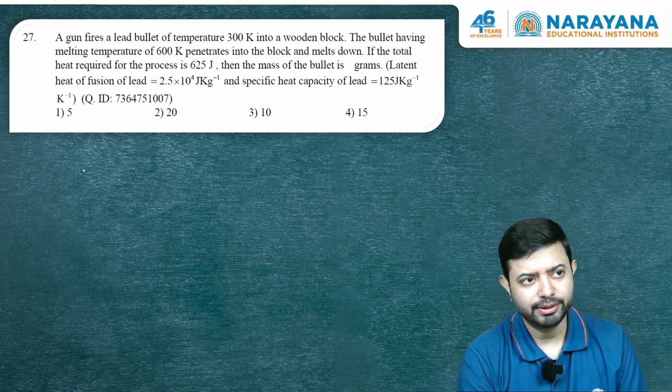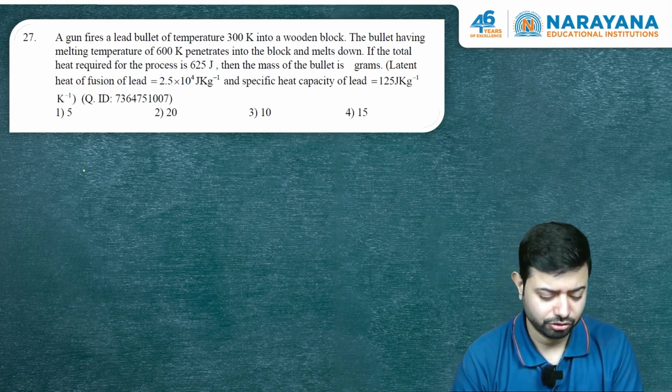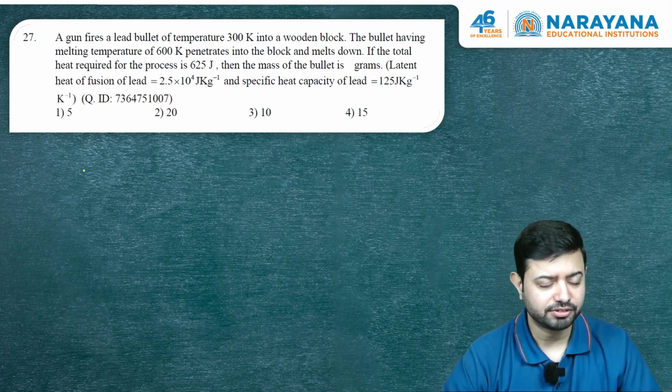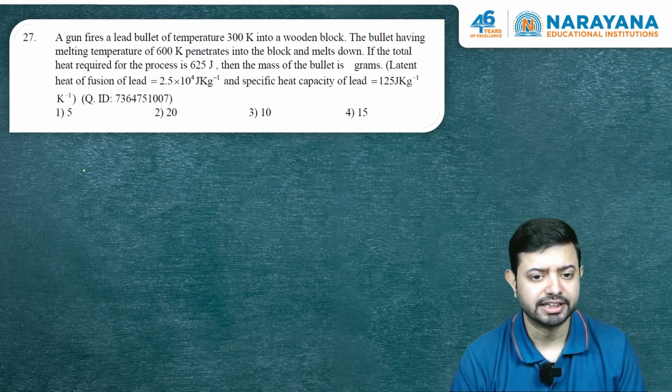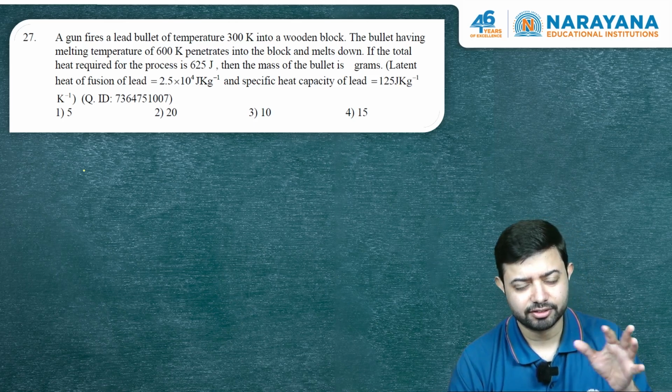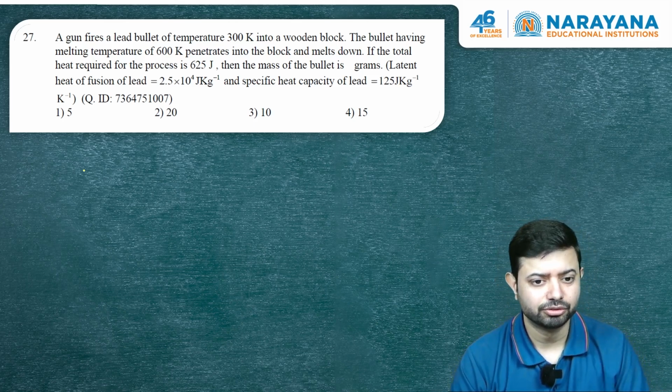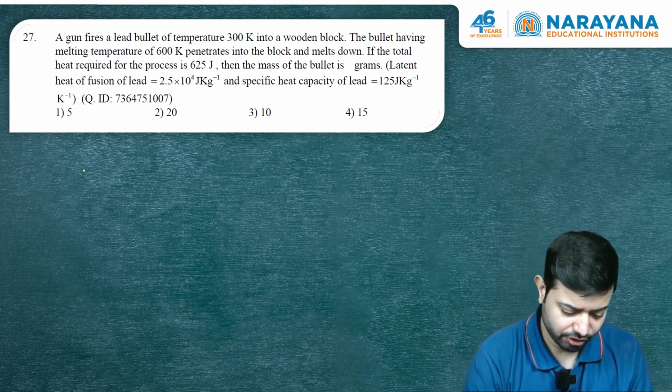Because there will be energy, some amount of which will be used to increase the temperature up to 600 Kelvin, and then after 600 Kelvin it will not increase further, it will melt. So some amount of energy will be used to increase the temperature and some amount will be used to melt it. Okay. So, what should be the formula?